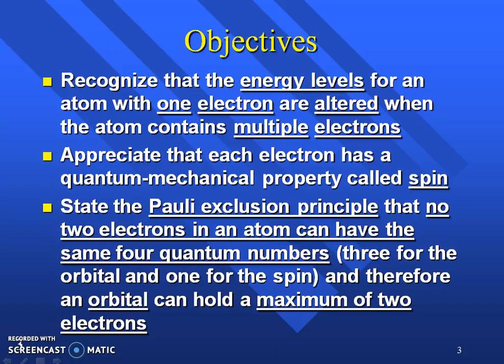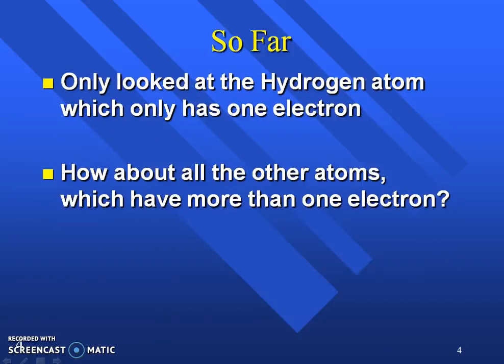So your objective in this section is to understand that these energy levels with more than one electron are a little altered because it contains multiple electrons. So we want to understand that the last quantum number is spin, and the Pauli Exclusion Principle came up with the idea that no two electrons in an atom have the same 4 quantum numbers because, again, of the spin. And each of those orbitals can hold a maximum of 2 electrons.